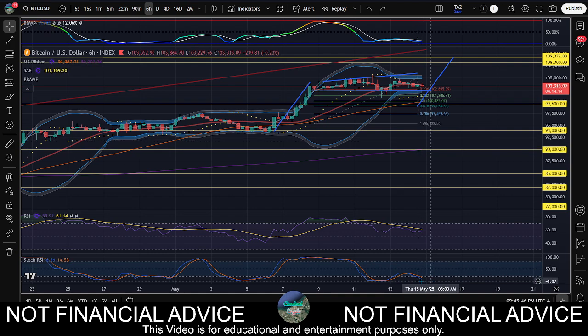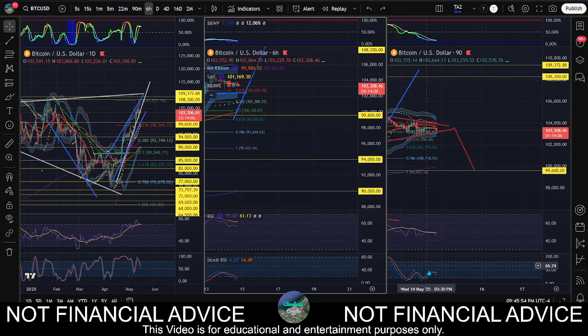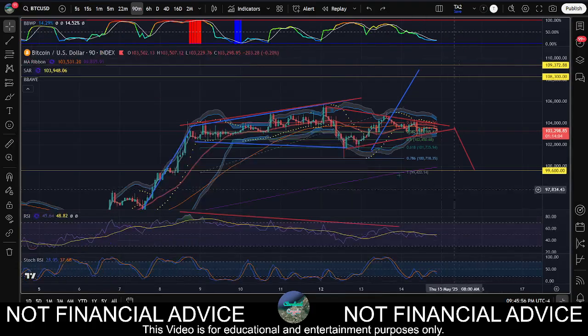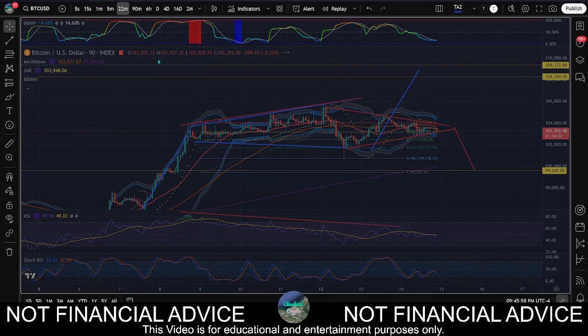What are we seeing indicator wise? The Stochastics are overbought again, so they should turn around because they're overbought, unless they get stuck down there, while the 90 minute Stochastics are pointing to the downside as well. Let's real quick look at the 22 minute chart.